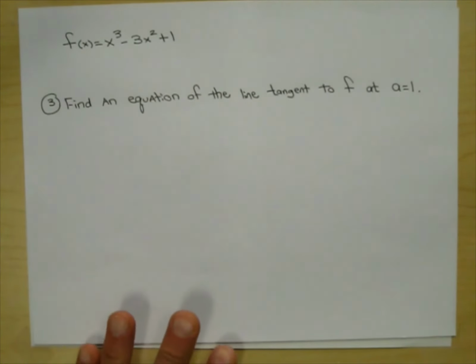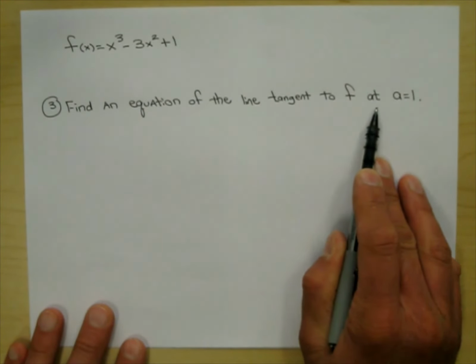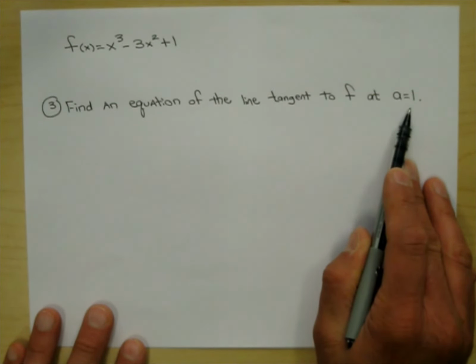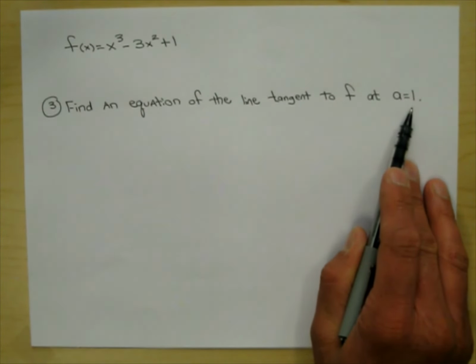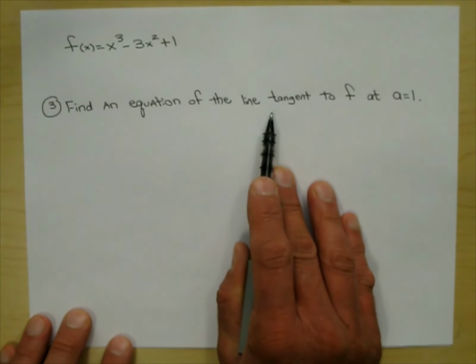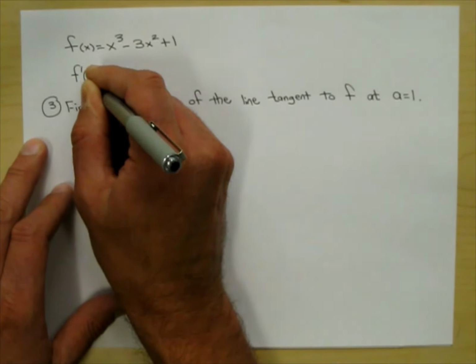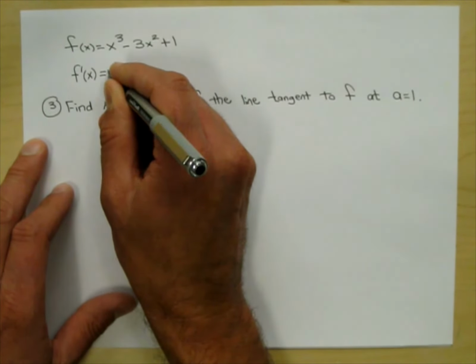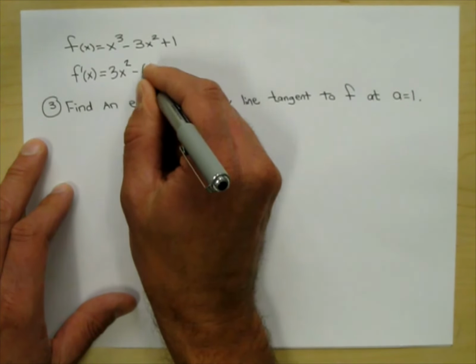So here it is. Find an equation of the line tangent to f at a equals 1. Okay, so in the book they'll say a equals 1, and that's really the x value. So you're trying to find an equation of the line tangent. So you're trying to find the tangent line. So what do we need? Well, first thing we need is the derivative, and we already did the derivative in the last problem. 3x squared minus 6x.